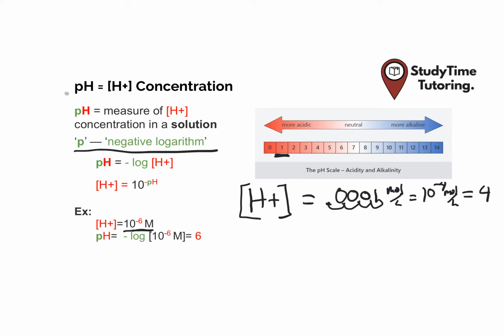Now, if I had a hydrogen ion concentration of 0.001 moles per liter, or 10 to the negative 3, my pH would be 3. Now, one thing I want to point out, when the value of pH went down by 1, like say, for example, from 4 to 3, the hydrogen ion concentration went up by 10 times.